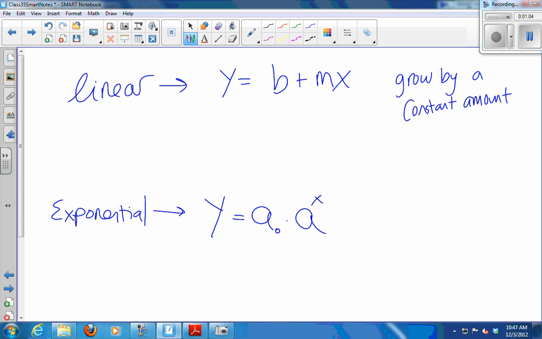We said it's a0 times a to the x. And in this case, you grow by multiplying by the same thing every year or whatever the unit of time is. So in this case, a0 was the initial amount or y-intercept, and a is the constant multiplier.